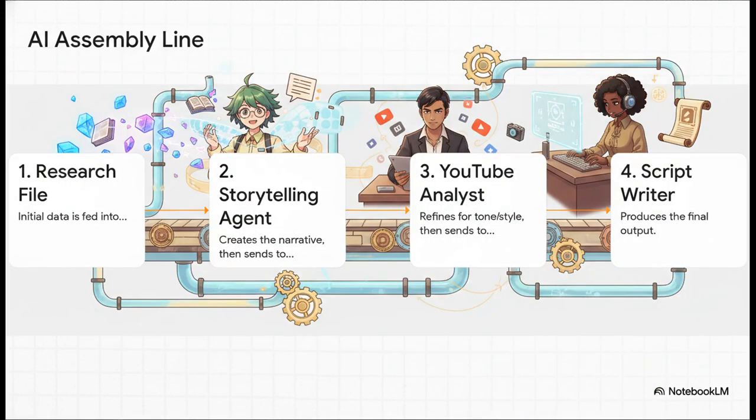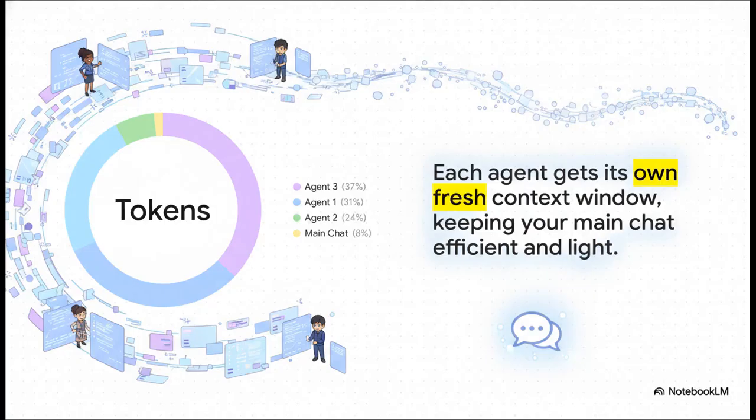But hold on, it gets even better, because you don't have to just use one agent at a time. You can actually chain them together to create an AI assembly line. So the output from your research agent can automatically feed into a storytelling agent, which then passes its work on to an analyst agent, and then finally to a scriptwriter agent for the finished product. It's all automated.